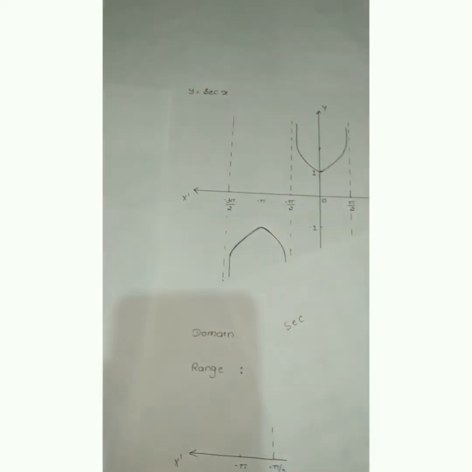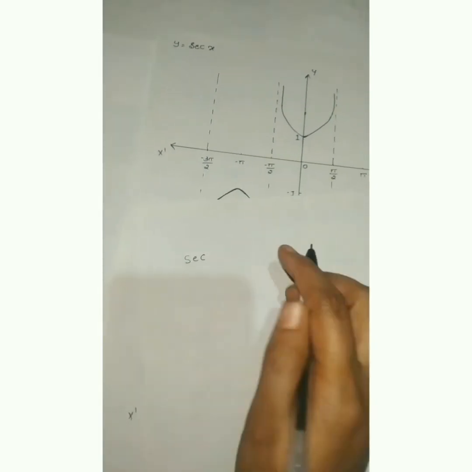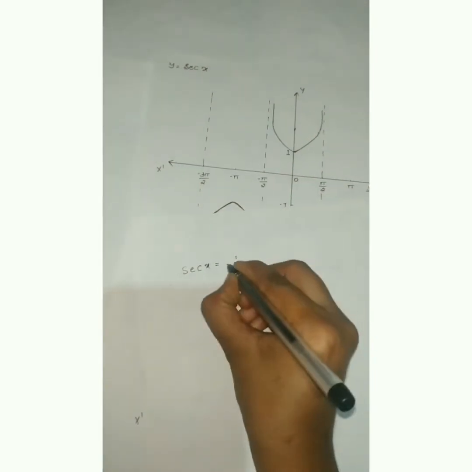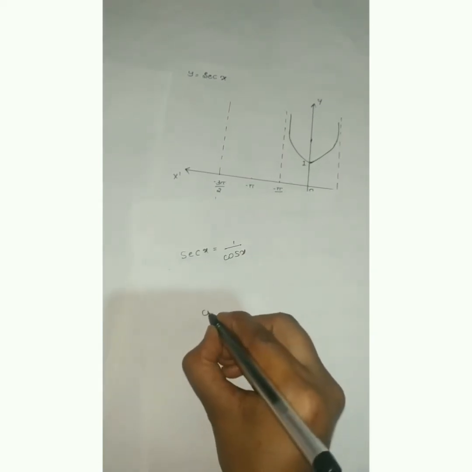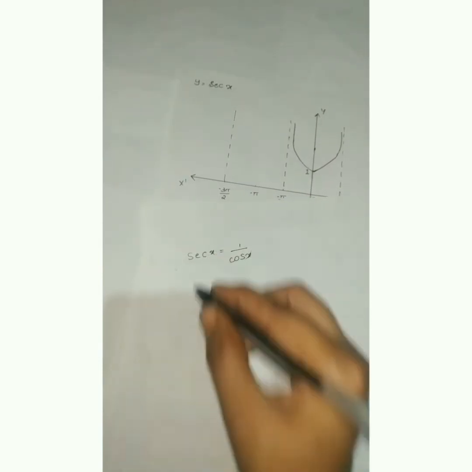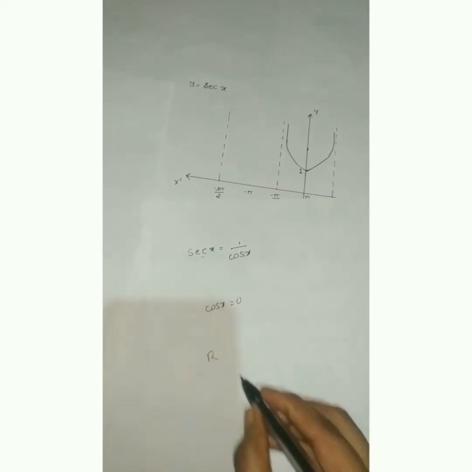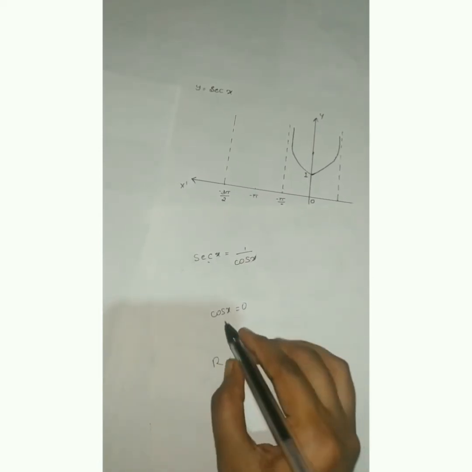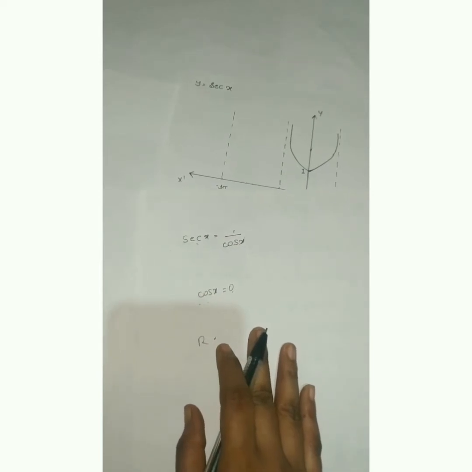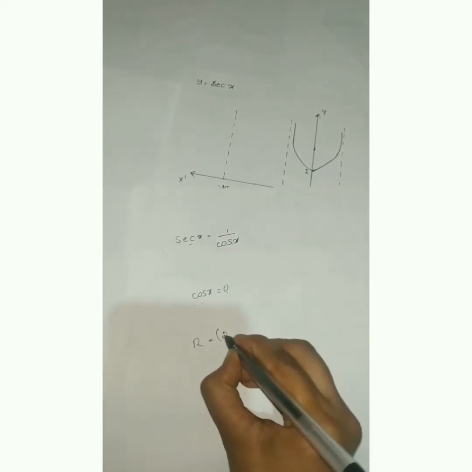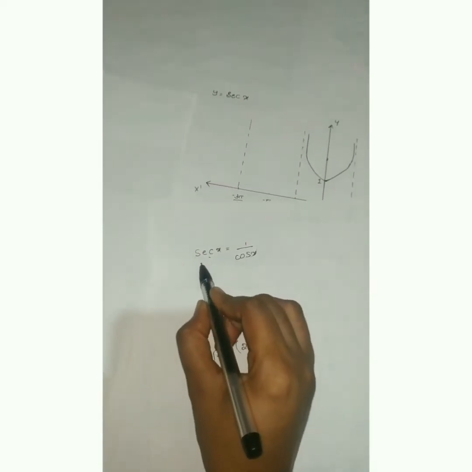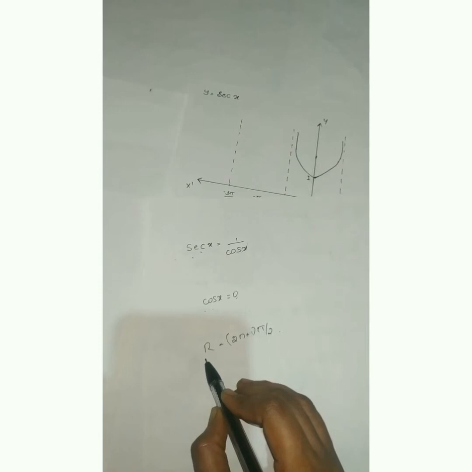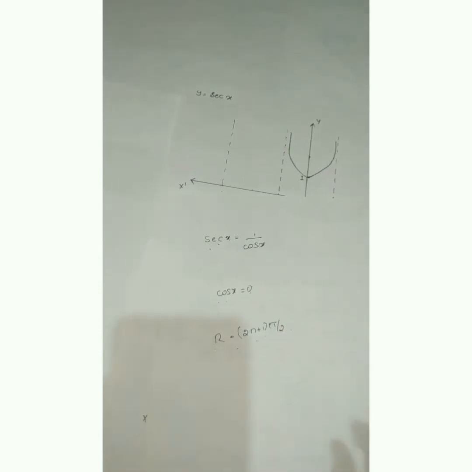The secant means 1 by cos. It is the reciprocal of the cos function. If cos equals 0, the function is not defined because 1 by 0 is infinity. So the domain of the secant function is all real numbers except the real numbers at which cos is 0. So that is 2n plus 1 pi by 2 values. Therefore the domain of the secant function is the real numbers except 2n plus 1 pi by 2 values.